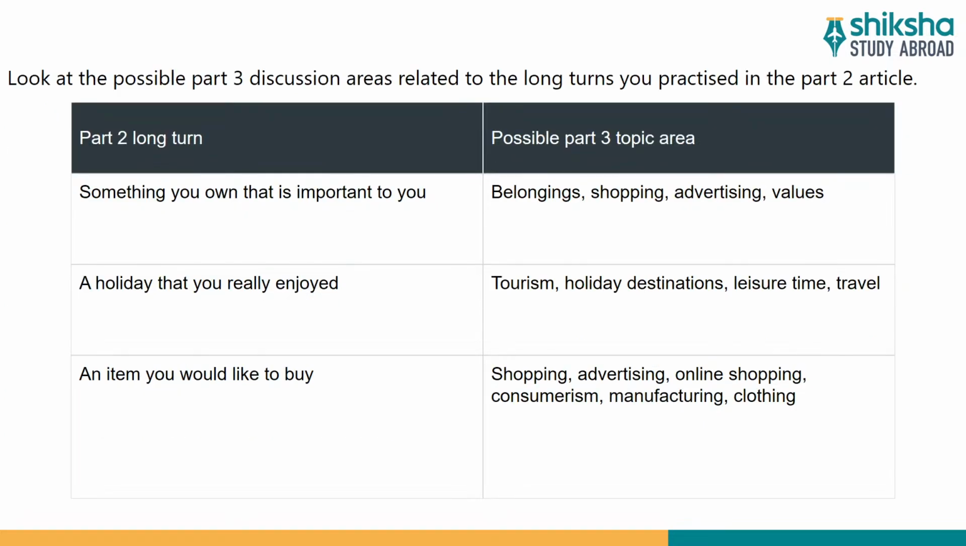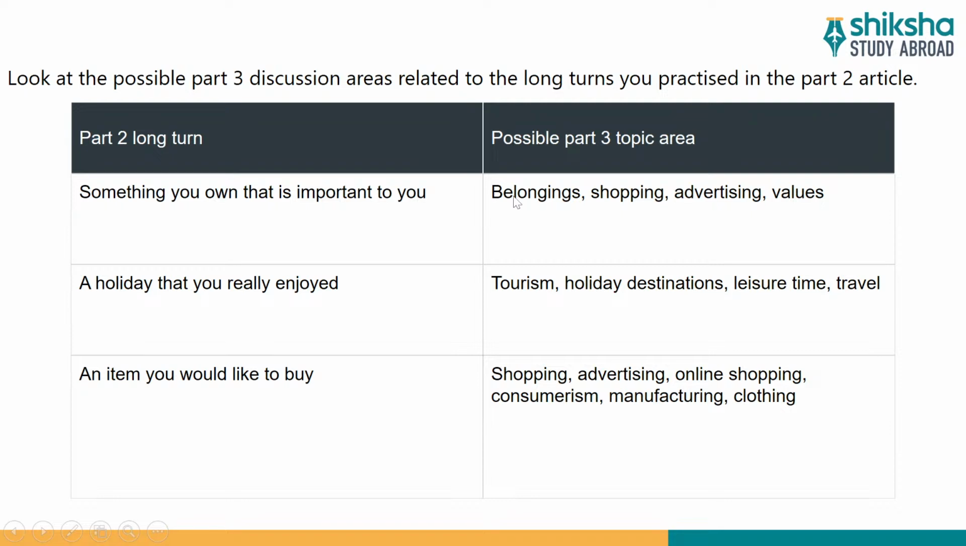So for example, I have also prepared a small table for you, and there are a few examples. On the left hand side, part 2 long term and possible part 3 topic areas. So what can be the topic areas in part 3 related to your part 2 topic? For example, if you got something like this in part 2, something you own that is important to you, you have to talk about it for 2 minutes. That is your cue card.